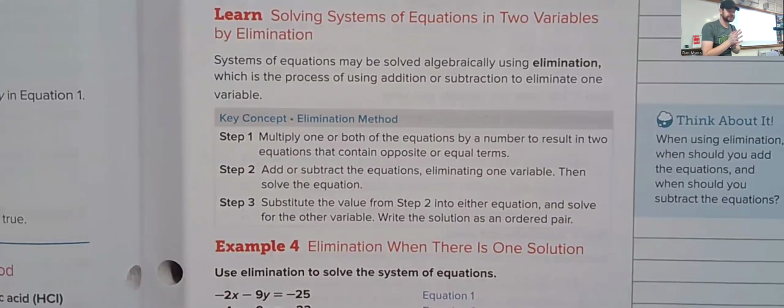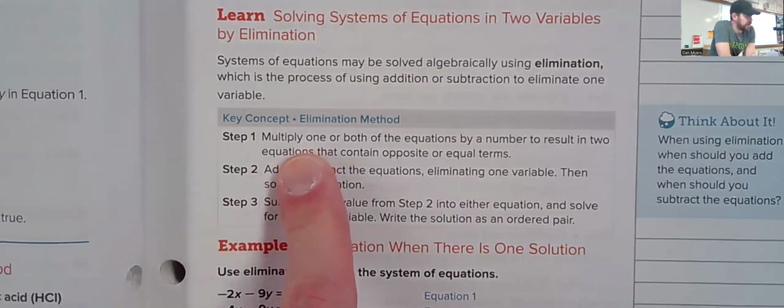So you need to make sure that you line up everything first. I don't know why it doesn't say that on here, but you need to line up your x's, your y's, and your regular values. So make sure they are aligned. And then once you do that, sometimes you need to do step one. You don't always. A lot of times you do.